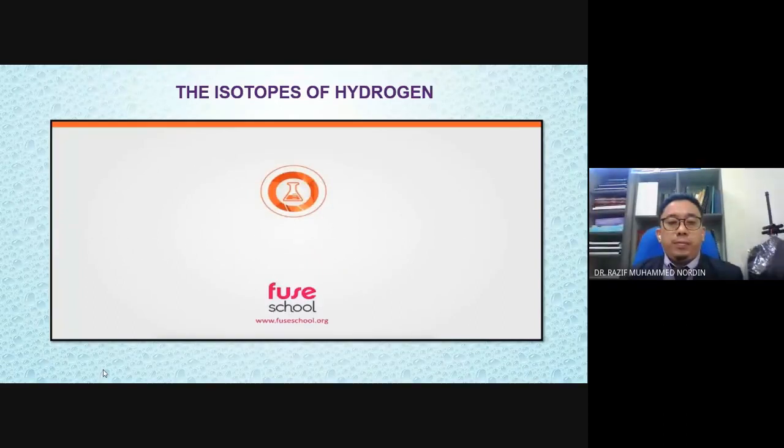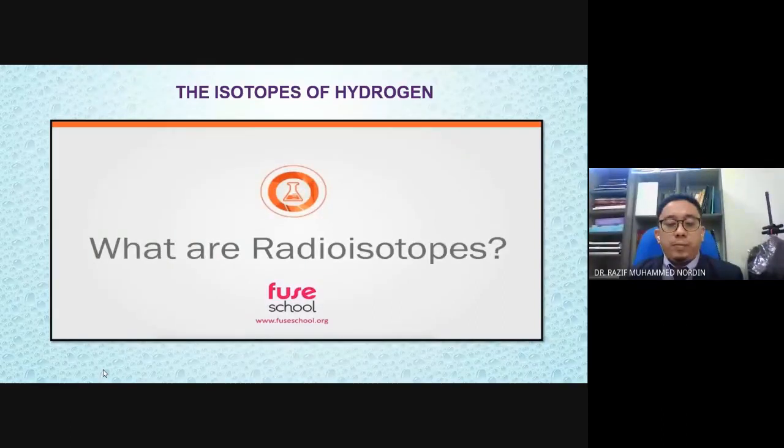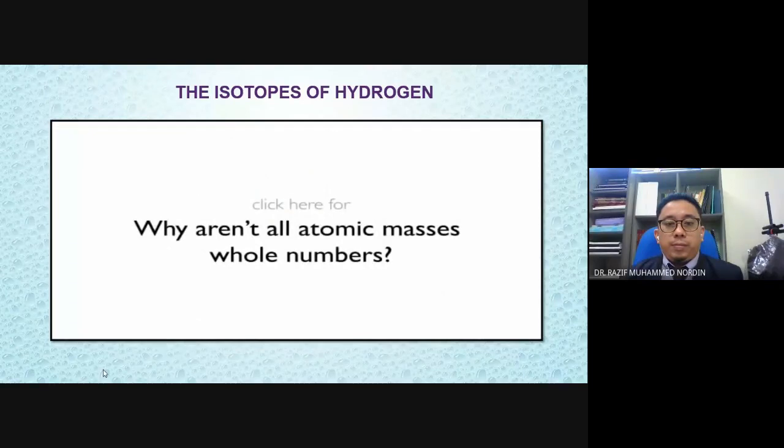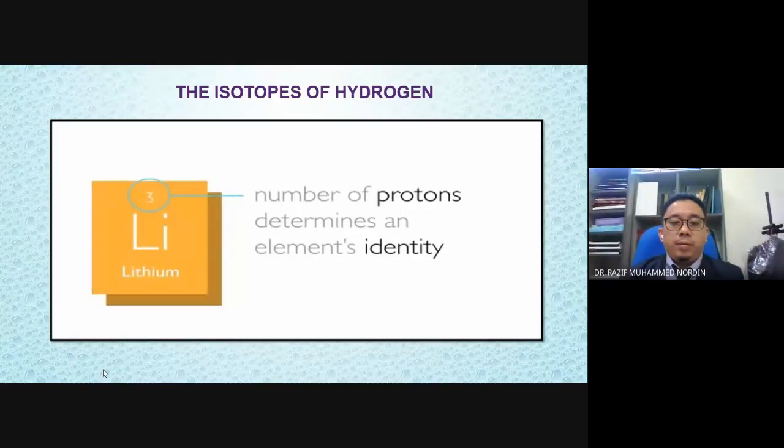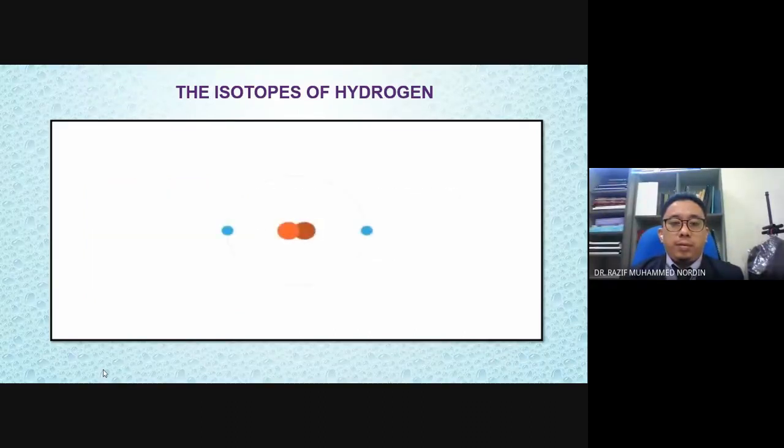This lesson looks at why some isotopes are radioactive. You may wish to refer to the lesson Why Aren't All Atomic Masses Whole Numbers? to help you understand this video. The identity of an atom is determined by the number of protons. Atoms get bigger and heavier.